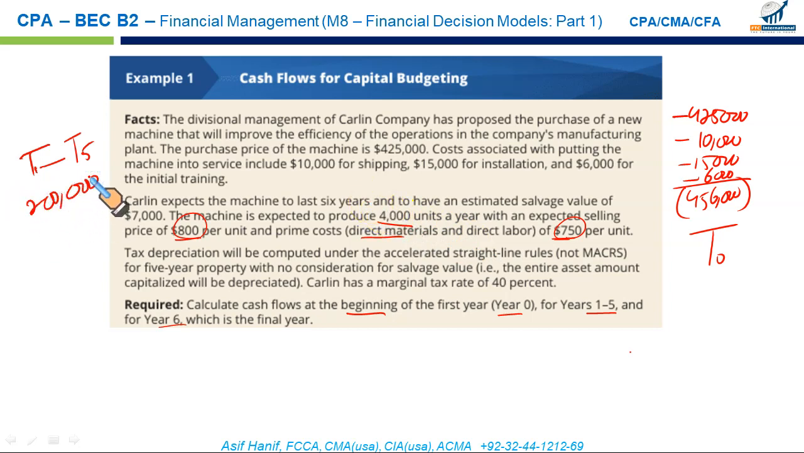These are the before tax cash flows. You must pay tax on these cash flows at the rate of 40%. So the tax on these cash flows at the rate of 40% is 80,000. So what you get in the net is 120,000. Now to this you need to add the depreciation tax shield.